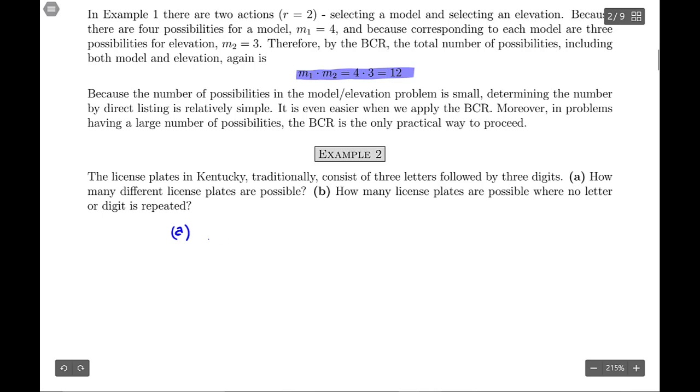So let's think about a license plate. We have 6 spaces in this license plate, 3 letters and 3 digits, and they can be repeated. So we could have AAA000. That is a valid license plate. But for each of the 3 letters, so that's our first 3 right here, we have 3 letters, and then here we have 3 digits.